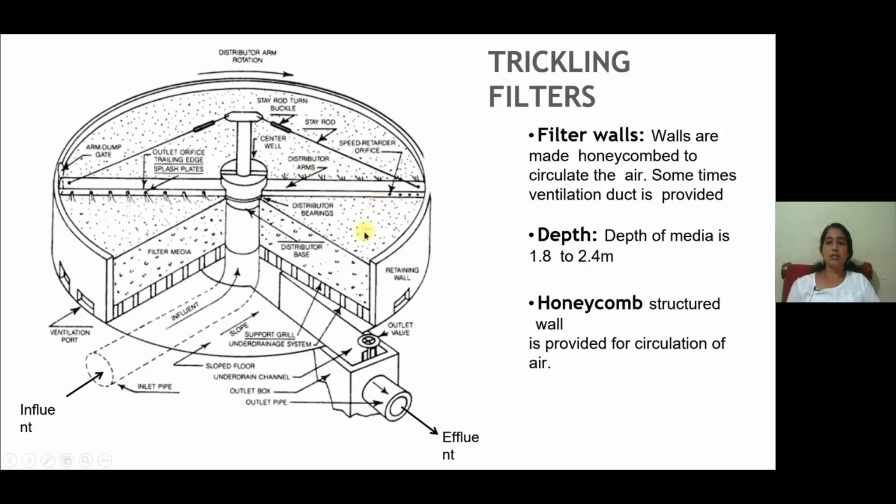Then the filter walls. The filter walls are made honeycombed to circulate the air. Sometimes a ventilation duct is also provided. And the depth of the filter media is 1.8 to 2.4 meters.